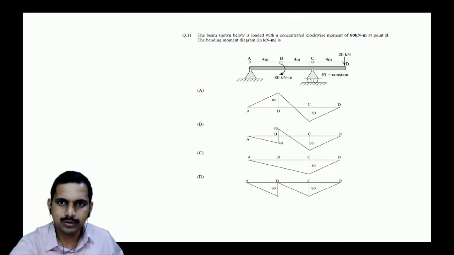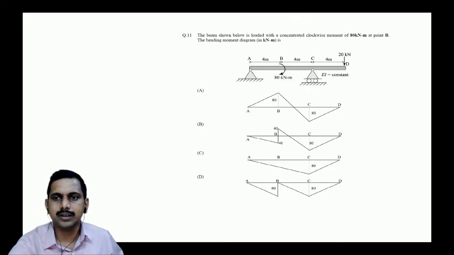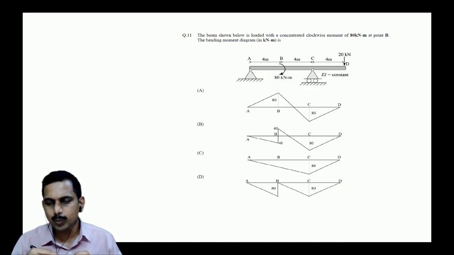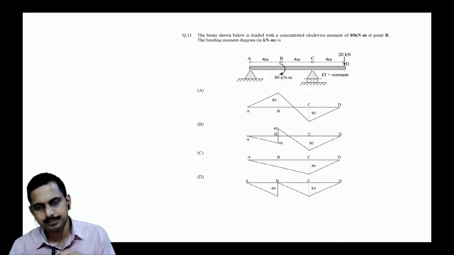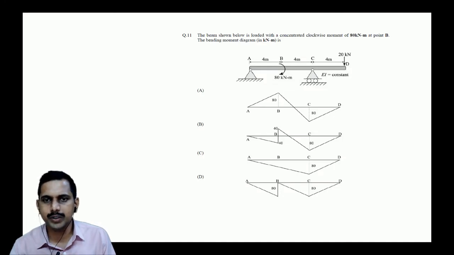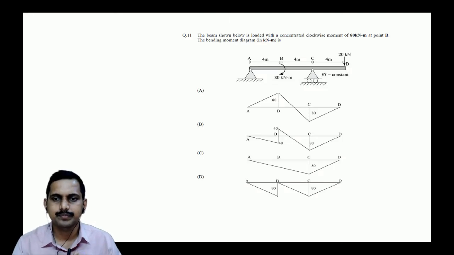So this one, students. The beam shown is loaded with a concentrated clockwise moment of 80 kilonewton meter at point B. The bending moment diagram in kilonewton meter is, which is the correct bending moment diagram? I've not seen the answer for it. Let us do it and then see the answer. This came in 2015 XC, students.